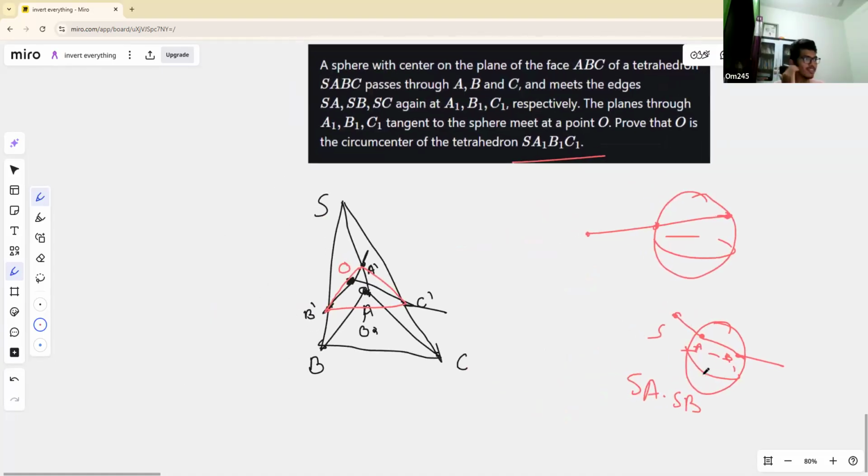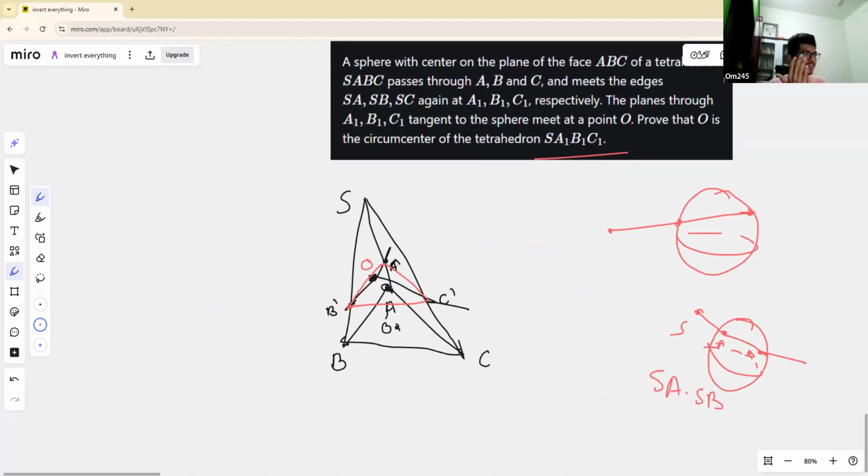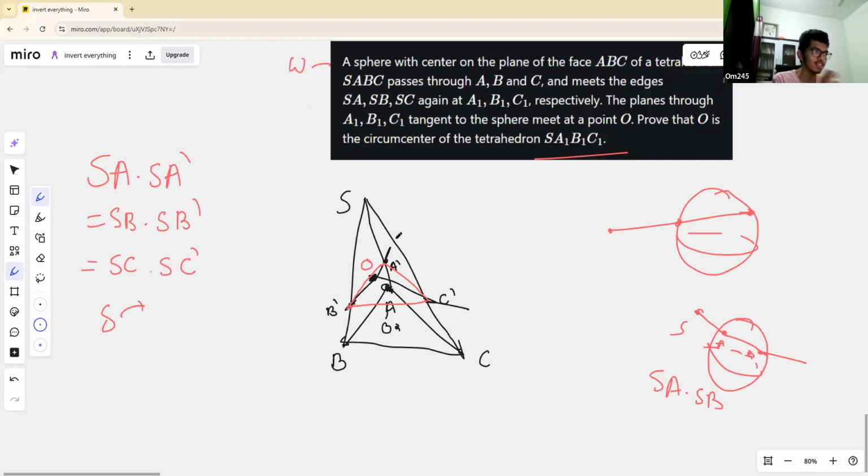And what I'm saying basically is that because A dash, B dash, C dash, A, B, C lie on the sphere, we have SA times SA dash is equal to SB times SB dash and SC times SC dash, which is the power of S with respect to the sphere, called sphere omega. So now you have this condition.